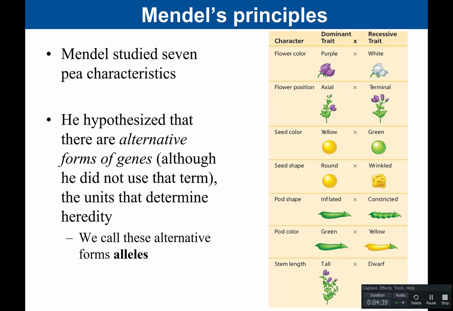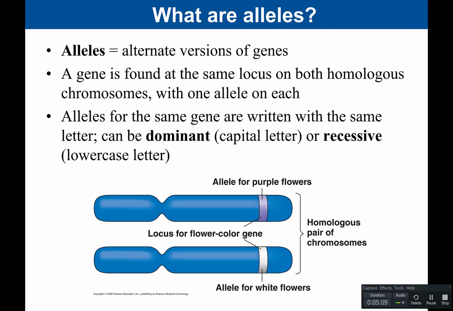And he hypothesized that there are alternative forms of a gene, although he did not use that term, and that these alternative forms of gene are the units that determine heredity. So we now call these alternative forms alleles. So alleles are these alternate forms of a gene that will give you potentially different physical characteristics. So again, alleles are alternative versions of a gene.